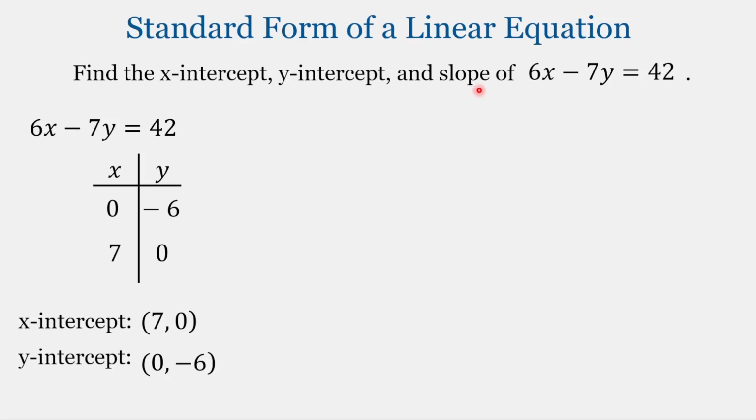So now let's look at finding the slope. And we can do this in a couple of different ways. We have 2 points. So we can use that formula for finding the slope of a line when we have 2 points that are on that line. So that's the change in y over the change in x. So when we substitute in those values, we'll have -6 minus 0 all over 0 minus 7. This is -6 over -7, which simplifies down to 6/7.